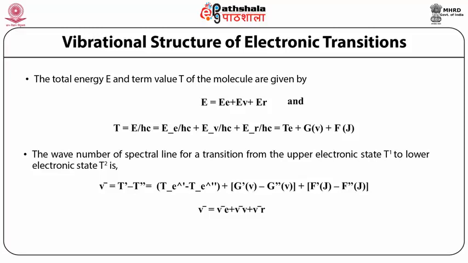We can write the electronic state T1 as T prime and T2 as T double prime. So nu is equal to T prime minus T double prime, which is equal to Te prime minus Te double prime plus G prime minus G double prime plus F prime minus F double prime. So that nu is equal to nu e plus nu v plus nu r.